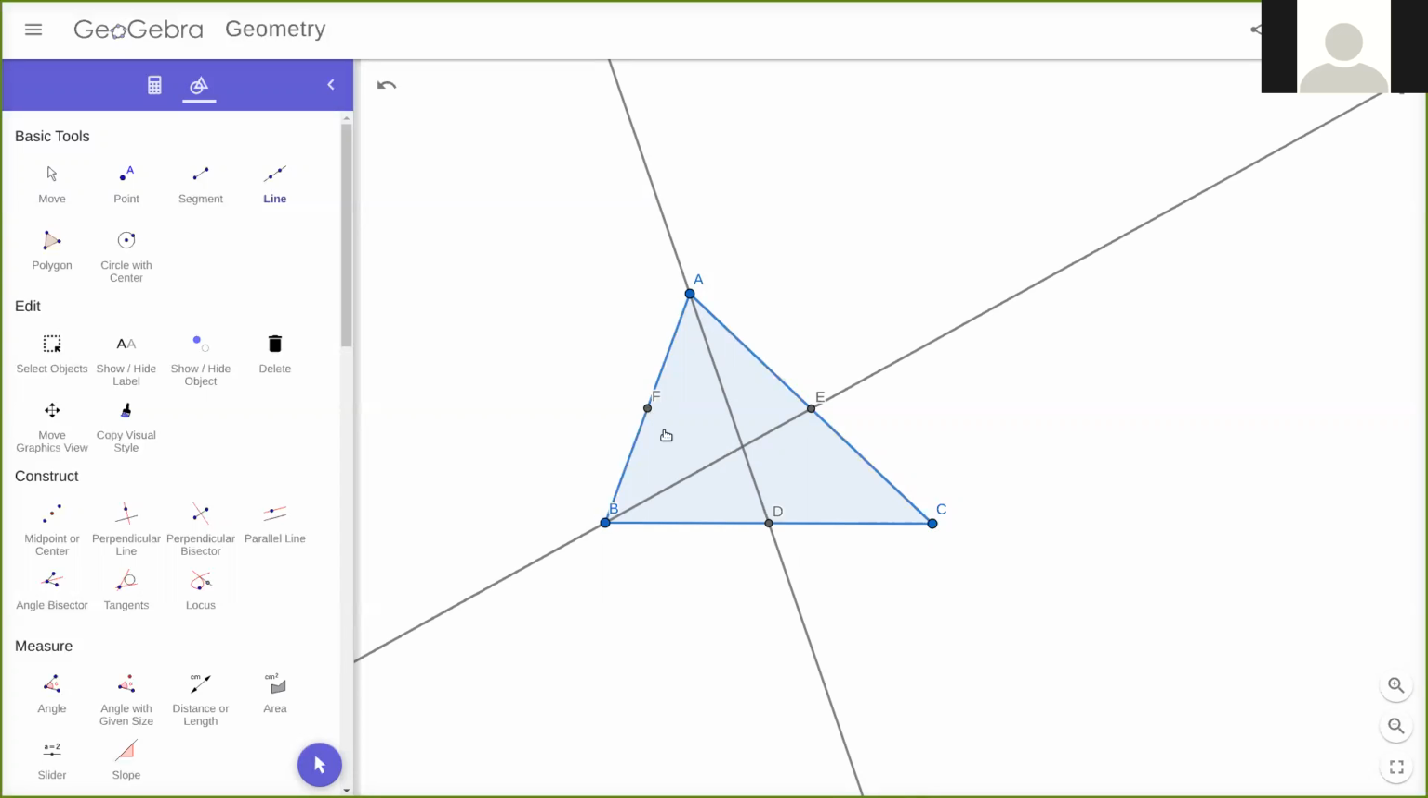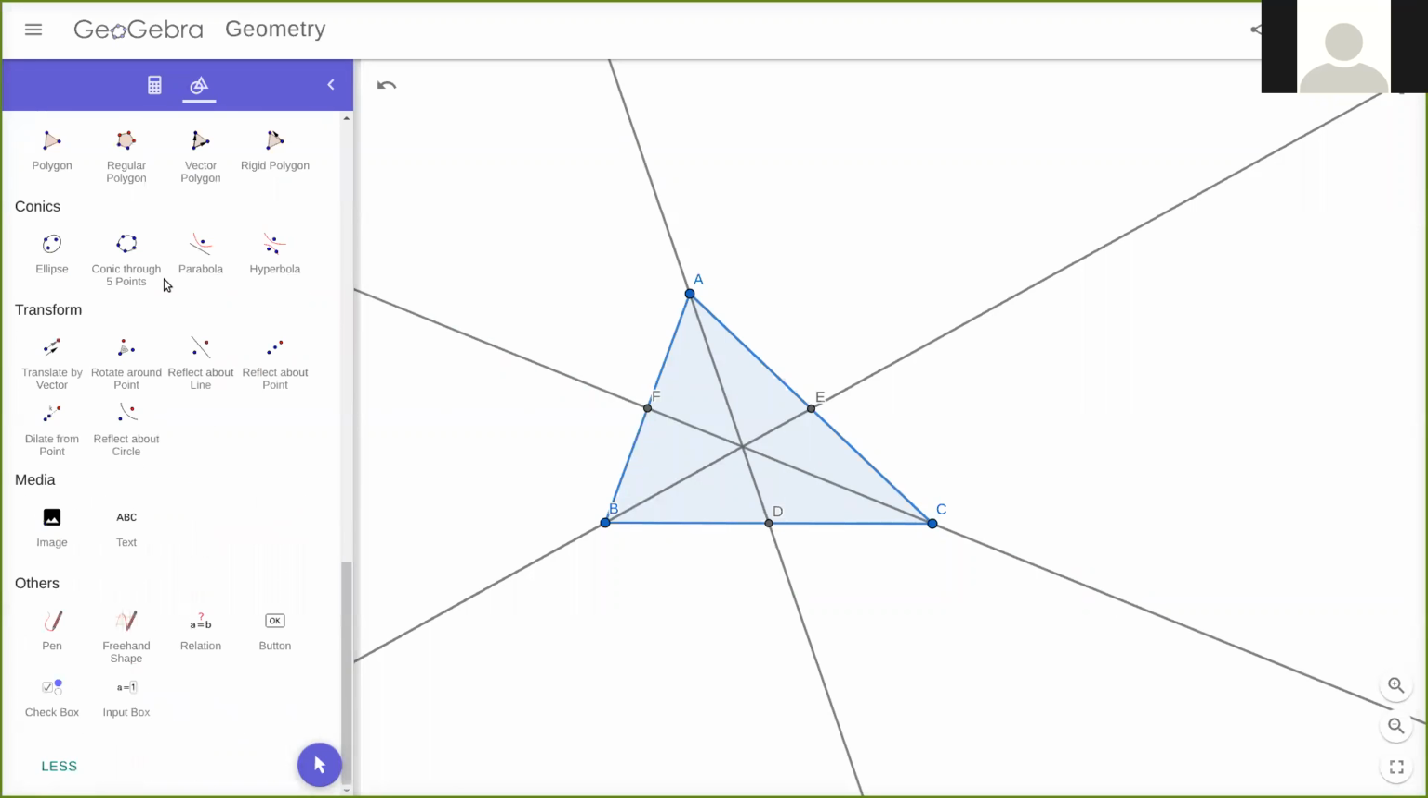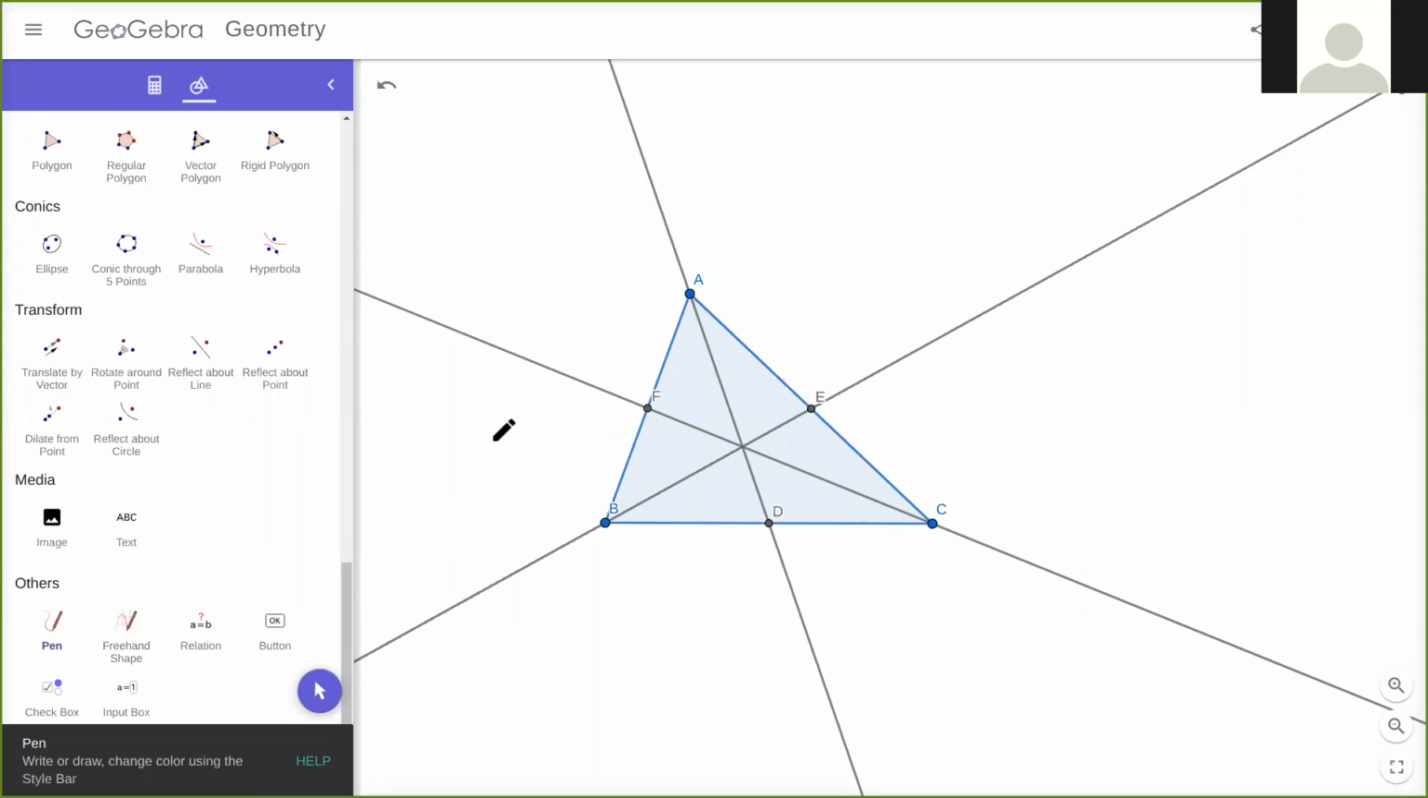Any ideas? Okay, so if we draw CF, it turns out that they're concurrent. Why is that? So they're concurrent because of Ceva's theorem. Yeah, because all the ratios are 1. Yeah, that's right.